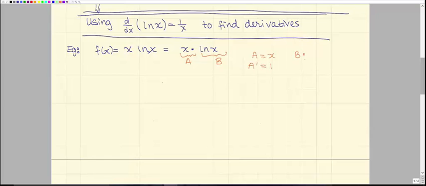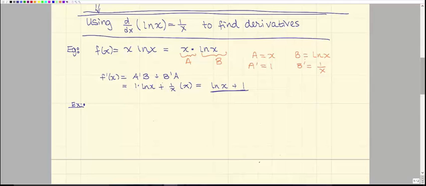My function a is x and its derivative therefore is 1. My function b is the natural logarithm of x. Its derivative is 1 over x. So I can obtain f prime: the derivative of the first function times the second, plus the derivative of the second function times the first, which would be 1 times natural log x plus 1 over x times x. The first term is just ln x, and 1 over x times x leaves me with 1.